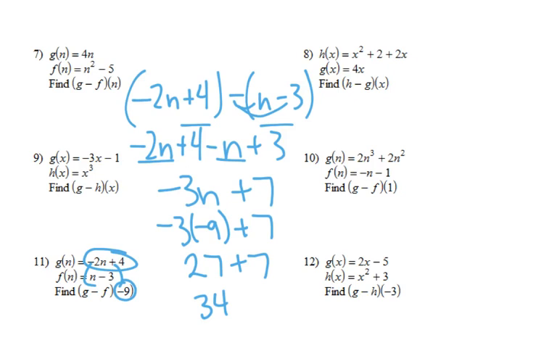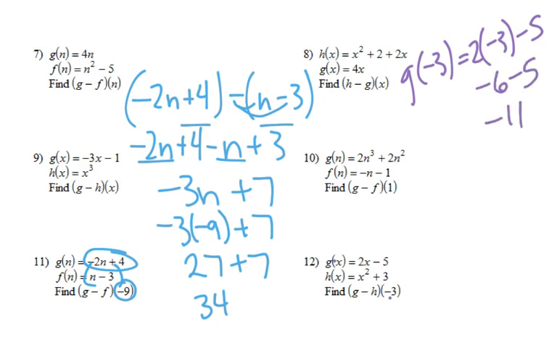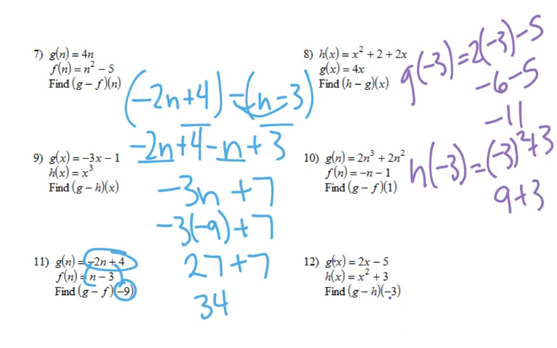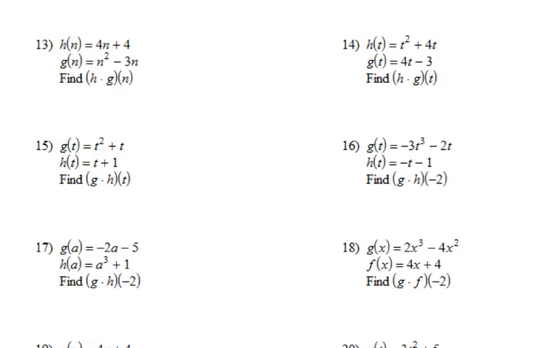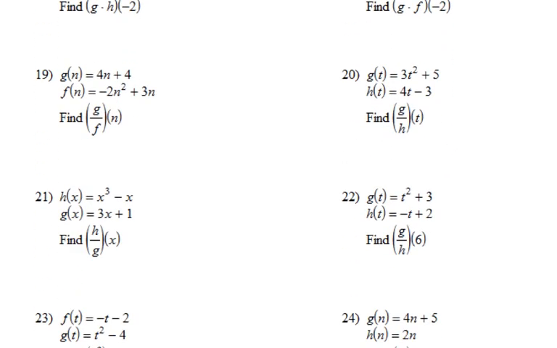Okay, if we do it separate again, g of negative 3, right, would be 2 times negative 3 minus 5, would be negative 6 minus 5, would give me negative 11. H of negative 3, negative 3 squared plus 3, negative 3 squared is positive 9, plus 3 is 12. So I get g, which is negative 11, minus h, which is 12, giving me a negative minus a number would give me negative 23. And there's my answer. All right, we're going to skip these 6. We'll come back to them.